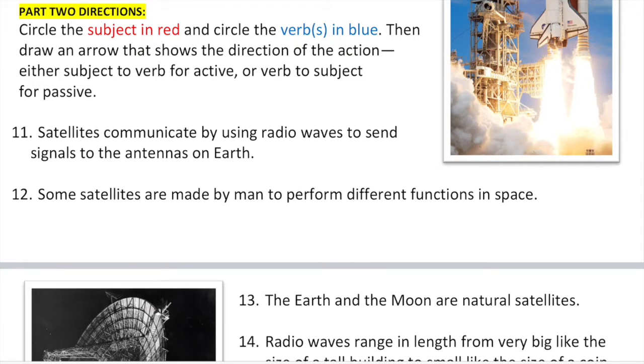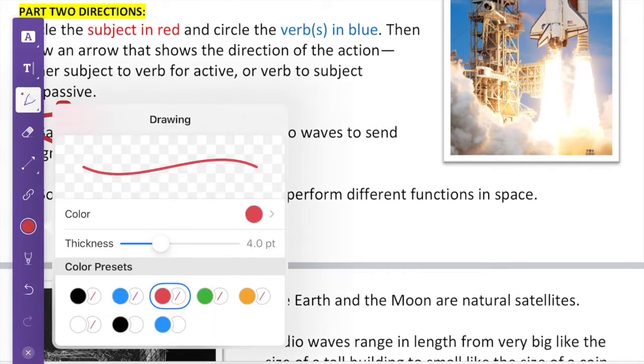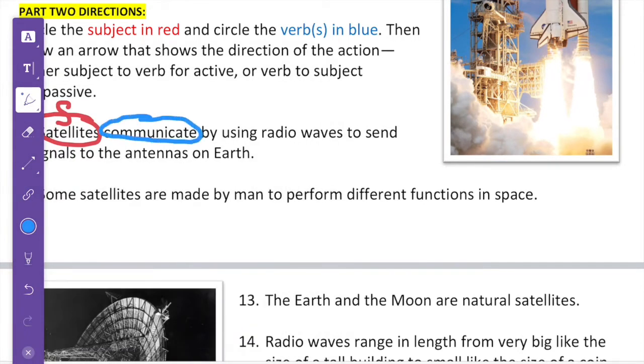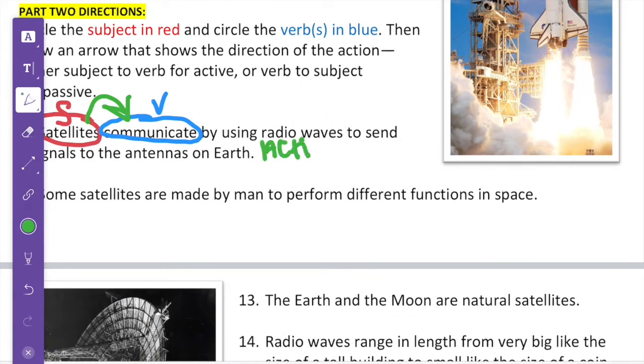So let's take a look at number 11 together. Satellites communicate by using radio waves to send signals to the antennas on Earth. Starting by identifying our subject in red, satellites. That's our first noun. That is what the sentence is about. This is our subject. Next, we're looking for the verb, the action word, communicate. So now we're asking ourselves, is the subject doing the action or receiving it? Is the satellite doing the communicating? Here, the answer is yes, it is doing the action. So we're gonna draw our arrow forward. And we can even label this here our verb, okay? So if we were to identify active or passive voice here, we would say that this one is active because the subject is doing the verb.